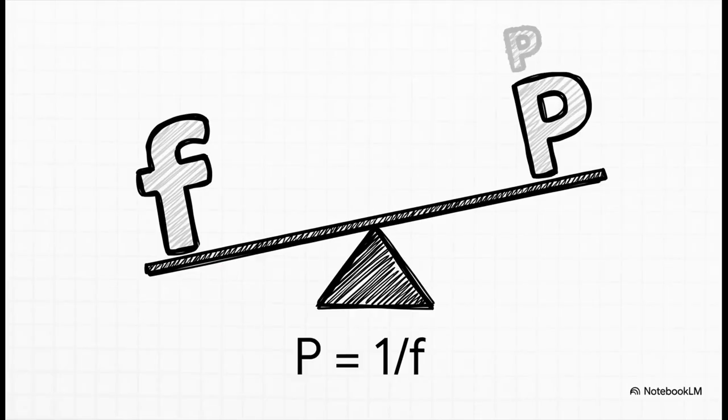And you know what? The math behind this is so simple and elegant. The power, P, is simply 1 divided by the focal length, f. That's it. They have an inverse relationship. The shorter the focal length, the bigger the power. The longer the focal length, the smaller the power. This little formula is the key to pretty much everything we're going to talk about.